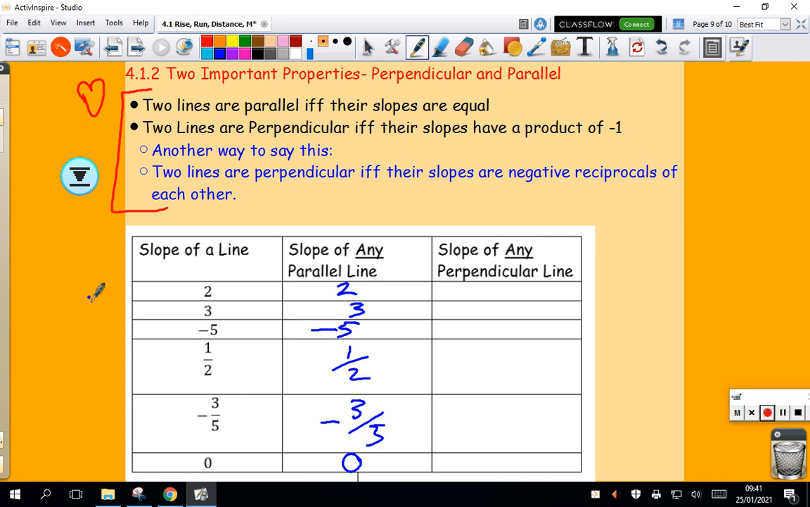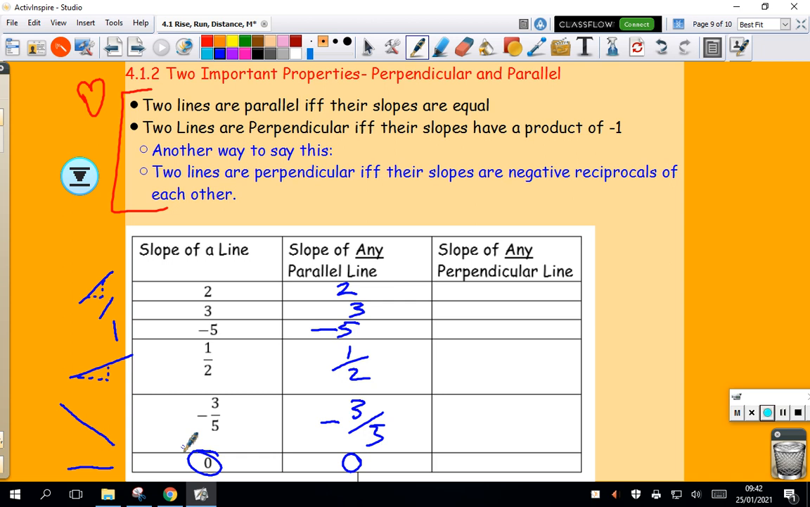So slope of 2, run of 1, rise of 2 would look like something like that. Slope of 3 would be a bit steeper. Slope of negative 5 would be a very steep negative line. Slope of a half would be a run of 2 or rise of 1. It would be less steep, something like that. Slope of negative 3/5, a run of 5, fall of 3, something like that. Slope of 0 is a horizontal line. And that's an important one to remember. People often forget that. Slope of 0 means the line is horizontal.